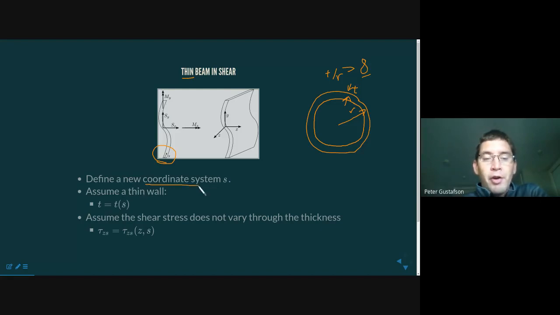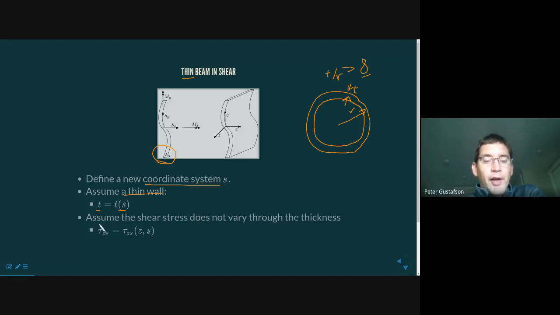Anyway, here we have to make some assumptions now. We've defined a new coordinate system. I've chosen in this particular drawing to orient that coordinate system at a free edge for reasons that will become obvious as we move forward, although in general it doesn't have to be defined at a free edge, and there are many circumstances where it won't be. We're going to assume the wall is thin. I'm redundant when I state that, but now I'm going to put some mathematics to it. What I'm going to say is that the thickness of the wall is now a function of position within the cross-section, and that function is defined by the coordinate system S.